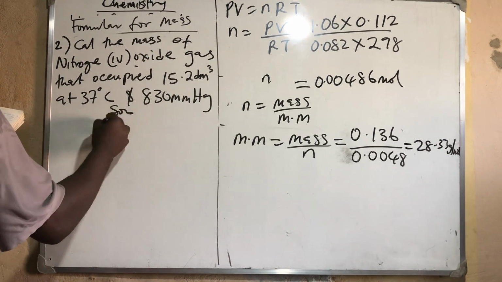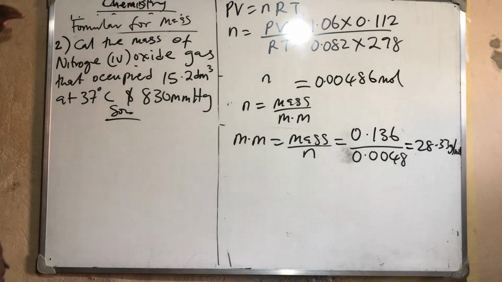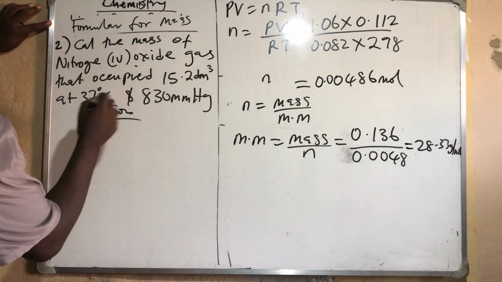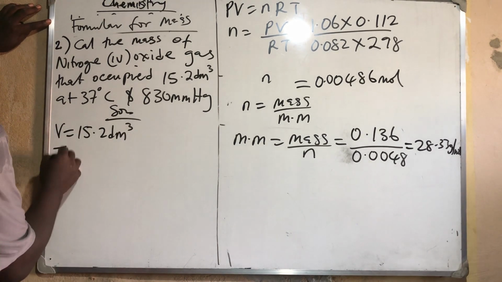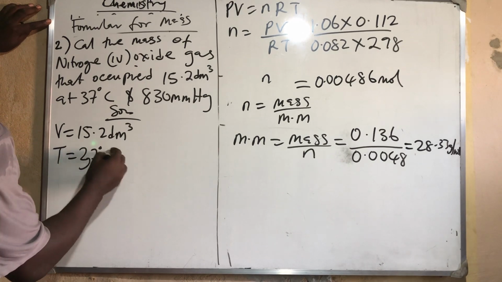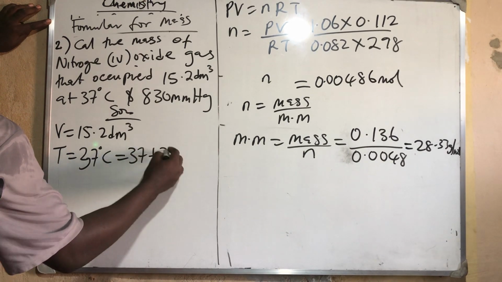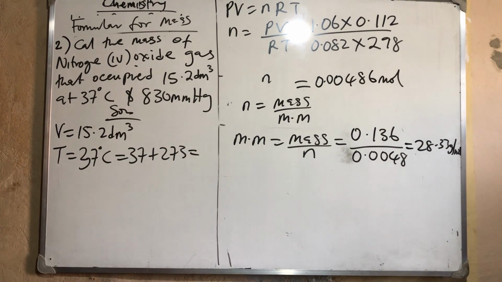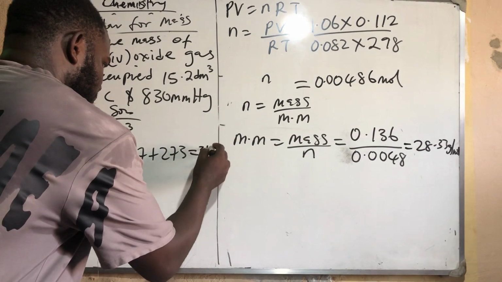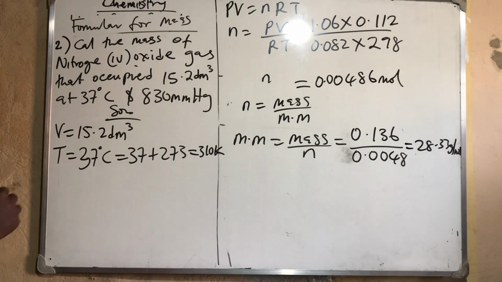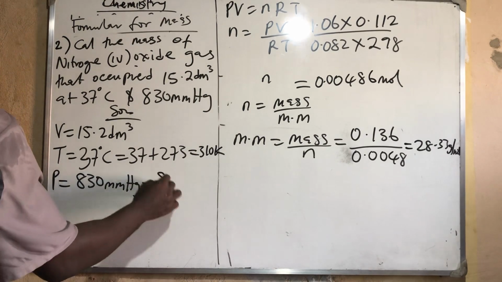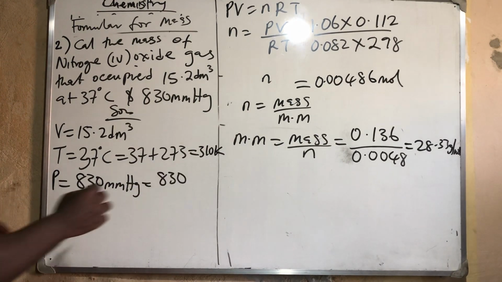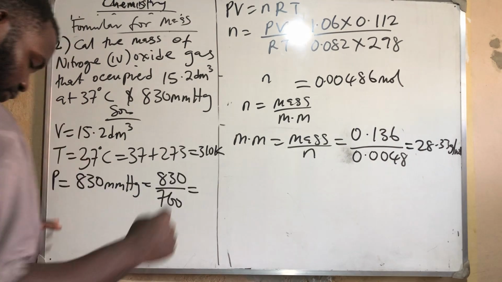All right, solution. Okay, first of all, let's get all our parameters. They gave me that the volume V is equal to 15.2 dm cube, and they gave me that the temperature is 37 degrees Celsius, which is equal to what? 37 plus 273, which will give you 310 Kelvin. Right? So the next thing they gave me is millimeter mercury, which is pressure. Pressure is 830 millimeter mercury. Don't forget that we divide millimeter mercury by 760, which will give you what?